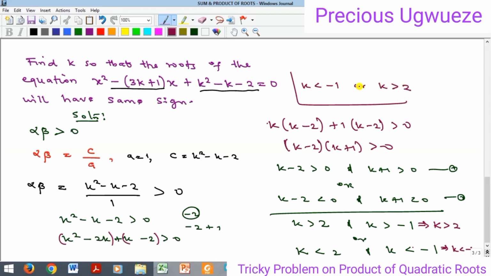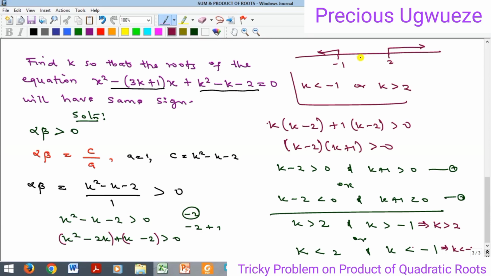Okay, so anything that falls out of this range here is not going to satisfy this equation to give us the same sign for the roots. You can check it. If you put this graphically on a number line, what it means is that on a number line from minus 1 down is the value of our k, and then from 2 up is the value of our k. So anything in between this space is not going to satisfy this equation to give us what we want.